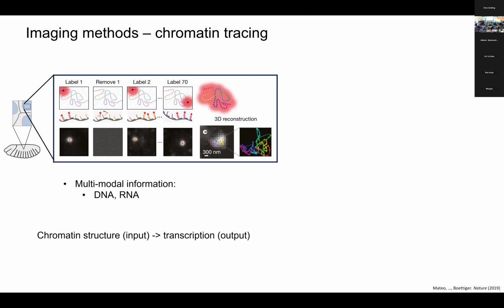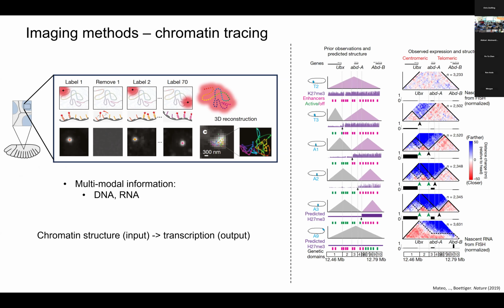The good thing about the imaging method is that it has this multi-modal information. For example, we can label DNA and RNA at the same time. One very beautiful piece of work was done by Alistair's lab. I'm not going to go into detail about this, but they were able to correlate the transcription activity with the chromatin structure in a tissue-specific manner. So at this point, we were able to really correlate the chromatin structure and the transcriptional output.